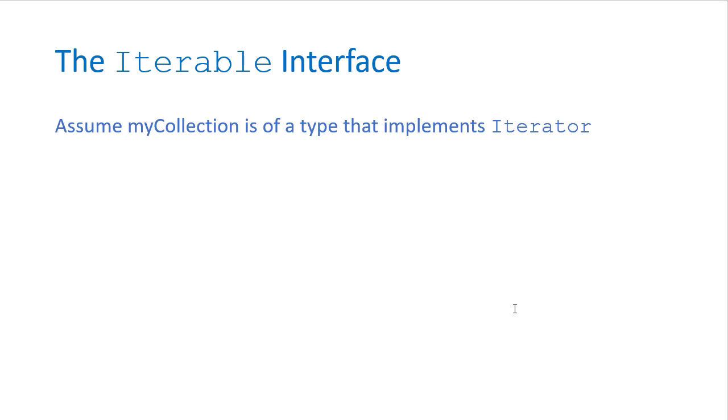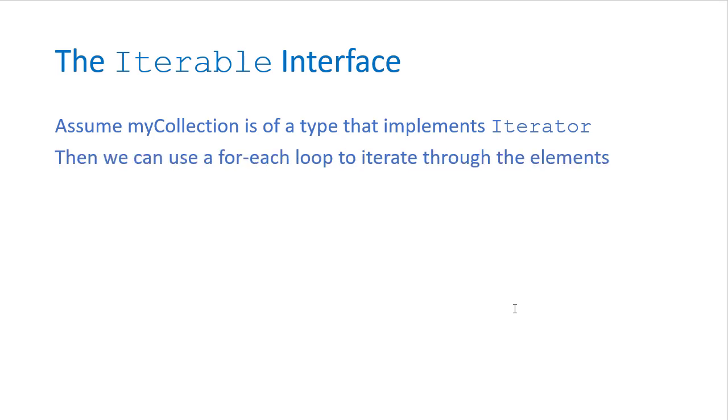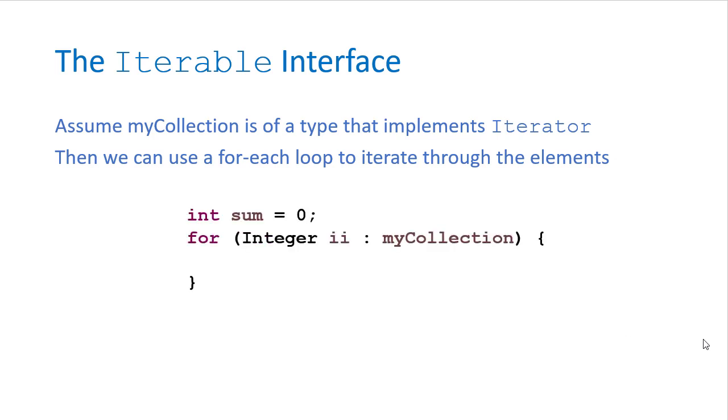Now, another thing that we can do, if myCollection implements Iterable, then we can use a for loop to iterate through the elements. So let's suppose we want to add up everything in the collection. We'll initialize a sum to 0, and then we'll create a for loop where we say for Integer ii in myCollection. This will iterate through the collection, pulling off each integer one by one and giving us a reference to that integer. So then we can add those together and print our result.